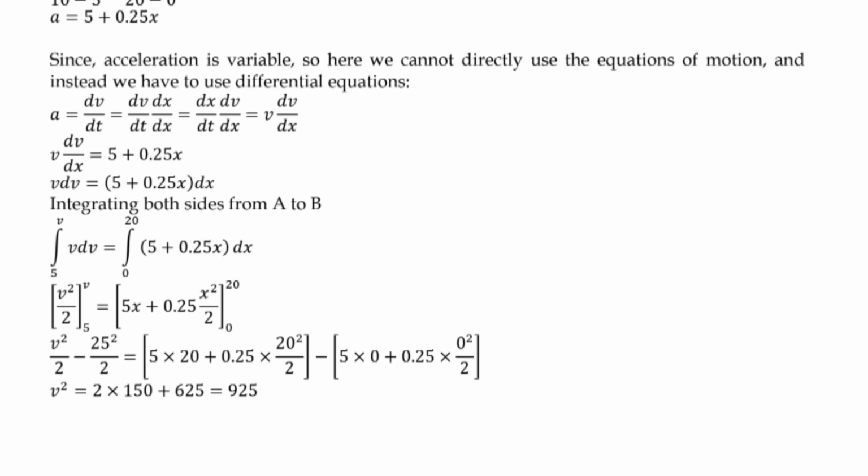Now on the right side the limits are set to be 0 to 20, because the initial distance was 0, which is clear from the graph, and the final distance is 20 at the point B. So once we integrate with these limits, we get v square equal to 925, which we will use in the next part. This v represents the final velocity at the end of the stretch AB. So this v is basically the velocity of the object at the point B.